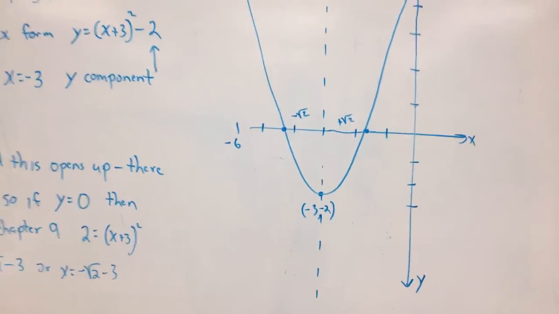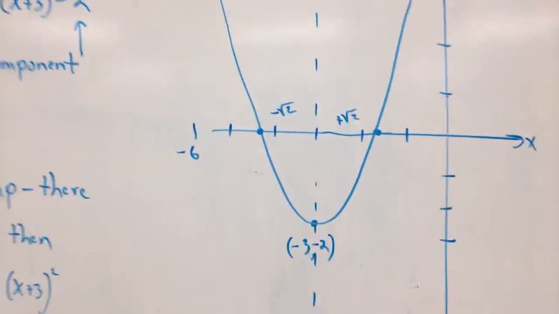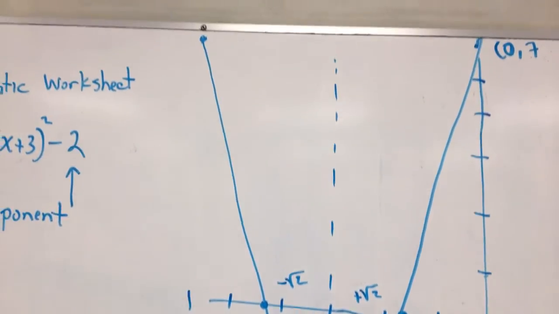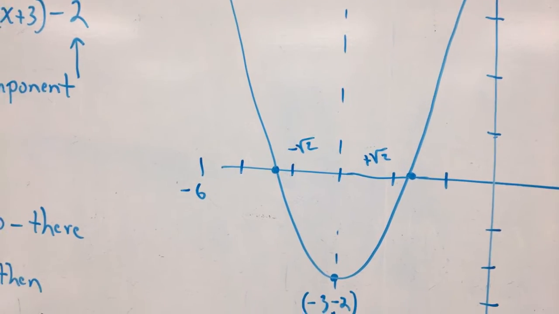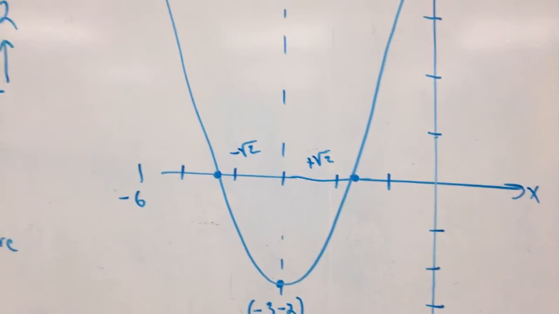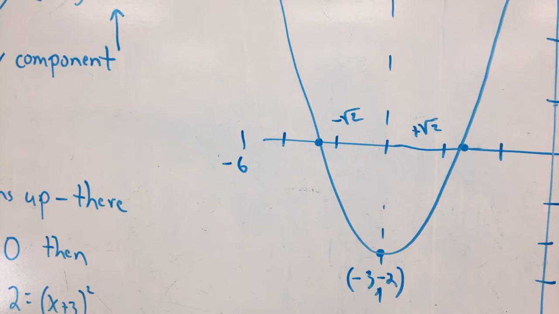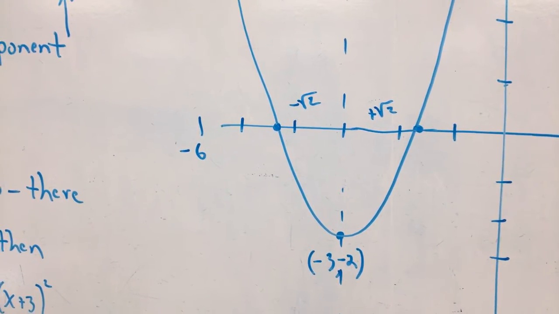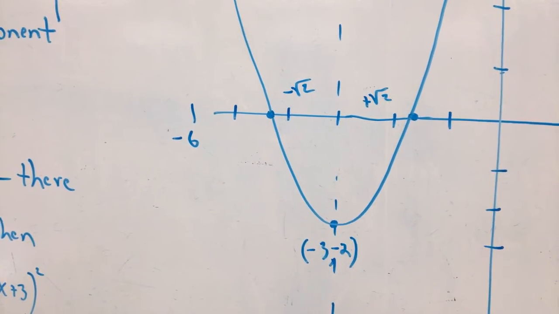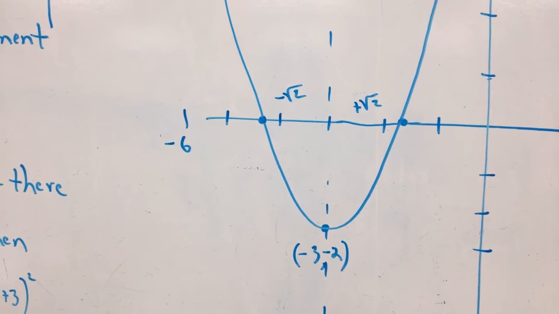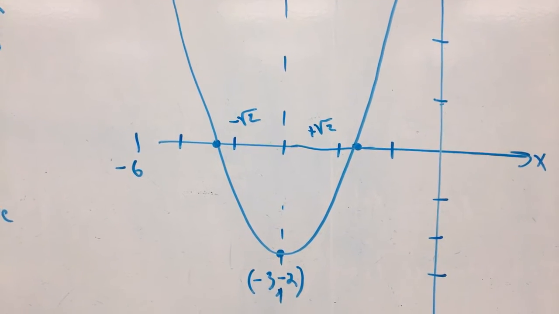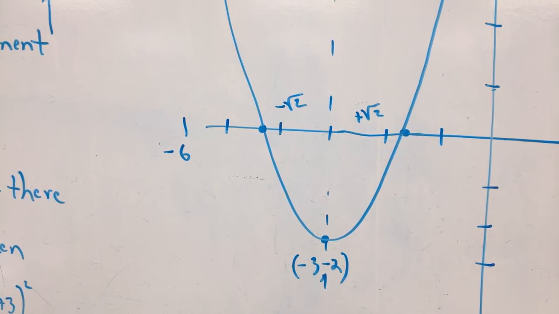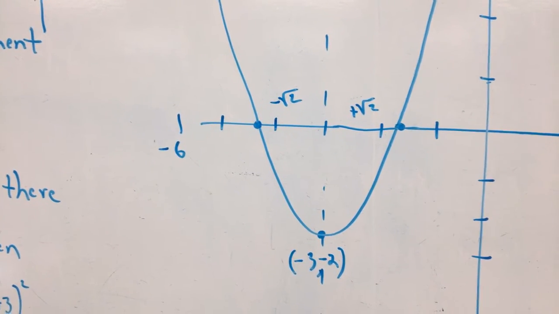So I copied your graph. Notice I put the vertex there at negative 3, negative 2. I drew my axis of symmetry, x is equal to negative 3, and then I went to the right, the square root of 2. And then I went to the left, the square root of 2. Now, what is the square root of 2? Well, the square root of 1 is 1, and the square root of 4 is 2, so it's somewhere between 1 and 2. And that's what I did. I just put a dot somewhere between, and somewhere between. I went over a little more than 1, to the right a little more than 1.